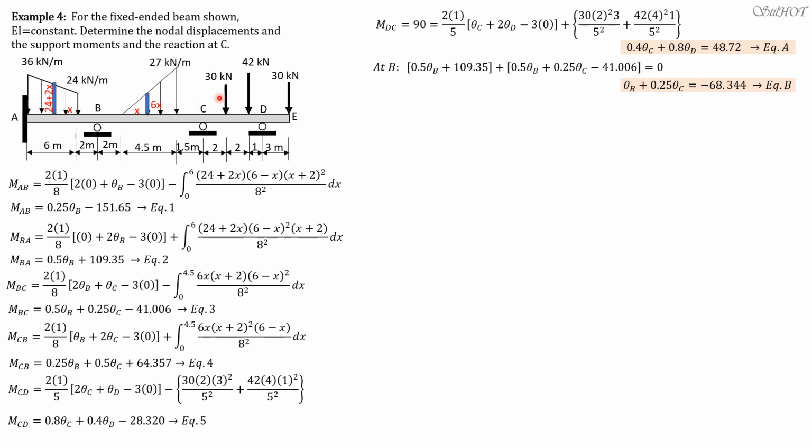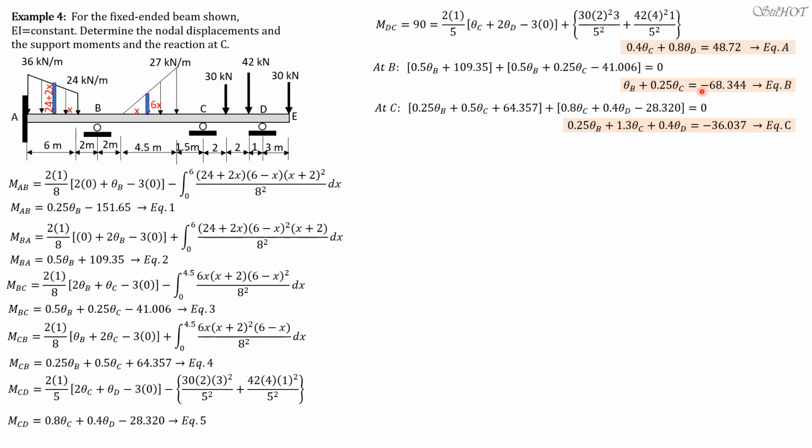Then at C, apply equilibrium. Moment CB plus moment CD equals 0. So CB is 0.25 theta B plus 0.5 theta C plus 64.357 plus quantity 0.8 theta C plus 0.4 theta D minus 28.32 equals 0. Combining like terms, 0.25 theta B plus 1.3 theta C plus 0.4 theta D equals negative 36.037.